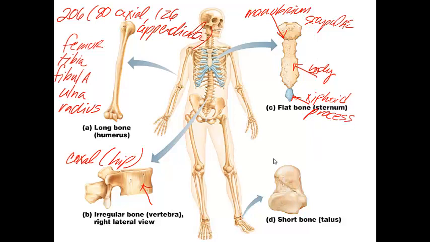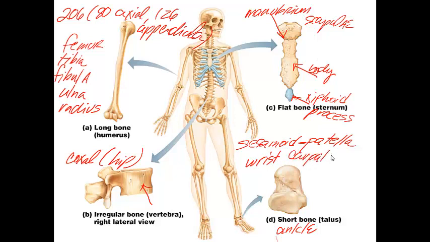Short bones are going to be kind of rounded bones. One example of a short bone is a sesamoid bone, because it looks like a sesame seed. And it's actually embedded in a tendon. The one example of a sesamoid bone that we have is our patella. We also have the ankle bones, like the talus bone, a bone called the calcaneus, as well as our wrist bones, which are called the carpals. So the carpals and the tarsals. And one of the tarsals' names would be the talus bone.